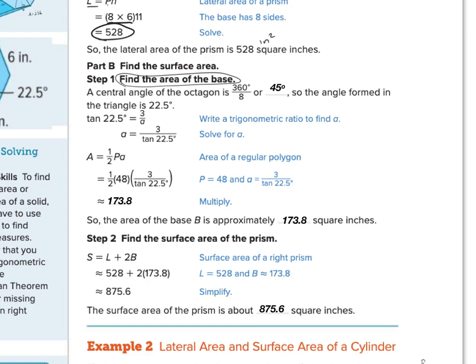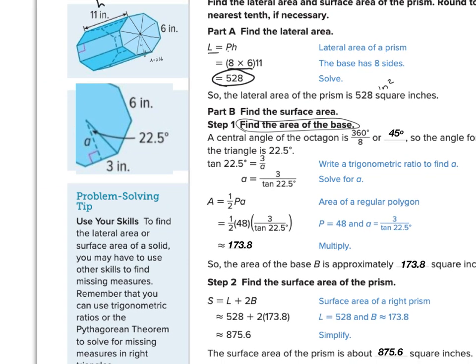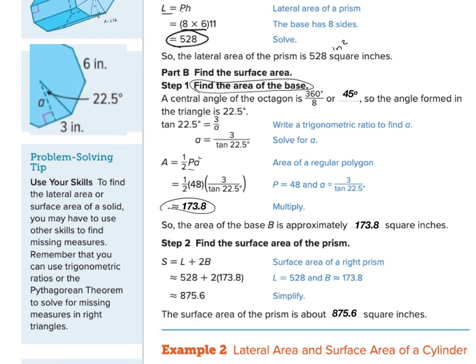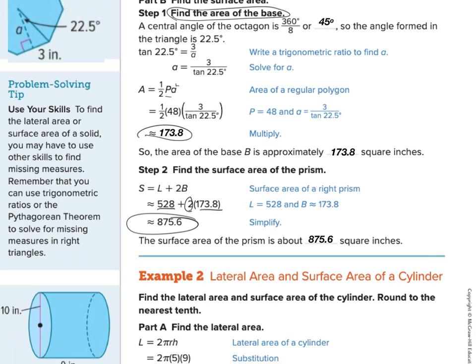So that's what happens when they did the surface area, when they calculated the area of the base. Ultimately, again, we'll worry about that later, but the way to do it is 1/2 times the perimeter times the apothem, which is nothing more than the height, and I will provide that information. And then they added it all together. They said, okay, if one base is 173.8 and the lateral is 528, then my lateral area plus 2 times my bases gives me a total of 875.6 square inches, or inches squared.